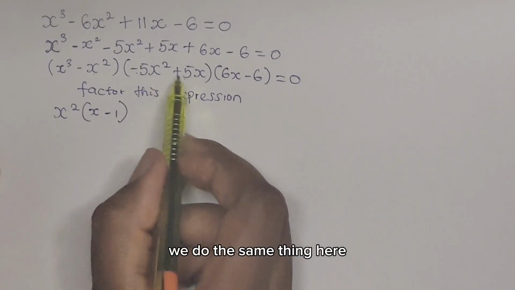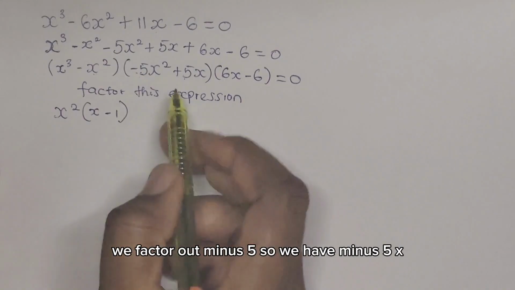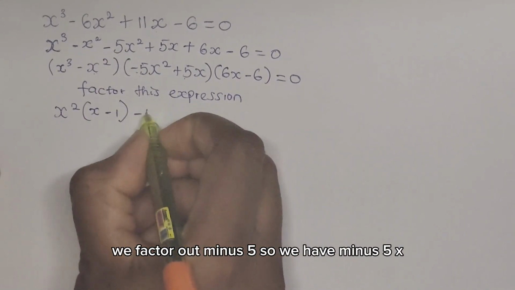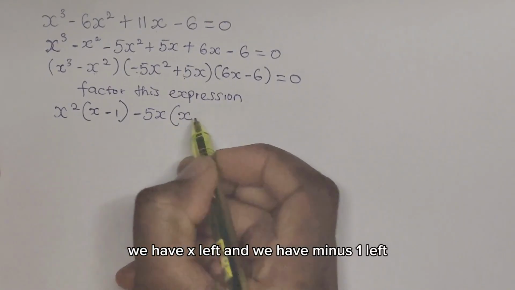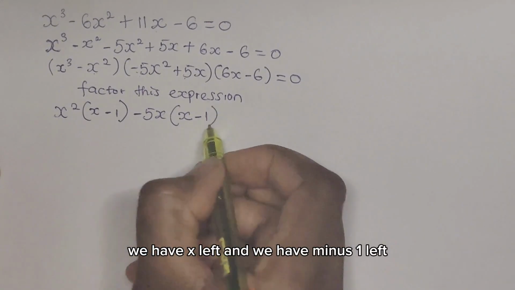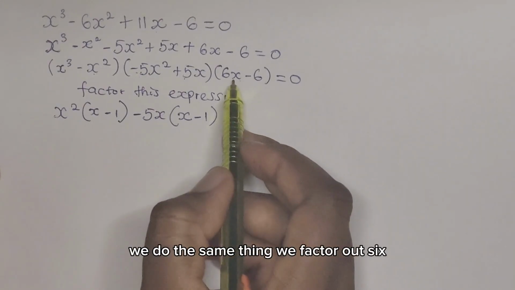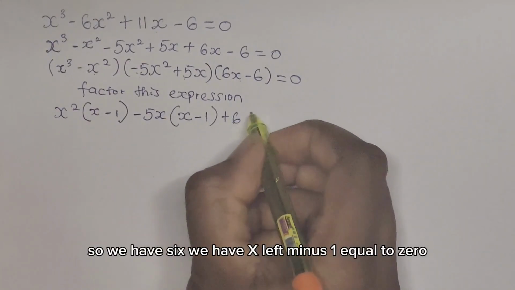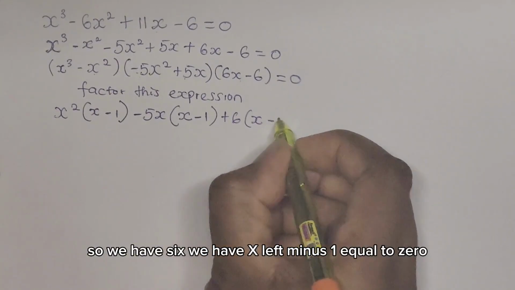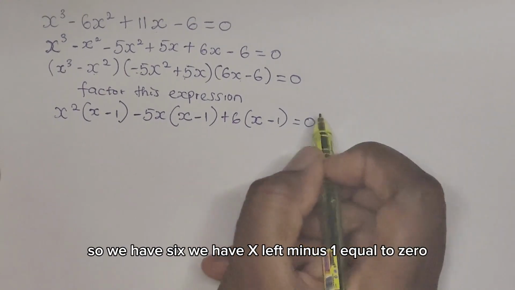We'll do the same thing here. We'll factor out minus 5x. We have x left and we have minus 1 left. We'll do the same thing. We factor out 6. So we have 6 times x minus 1 equal to 0.